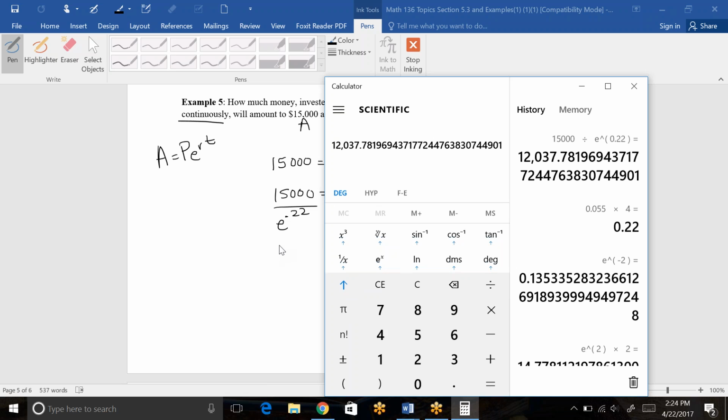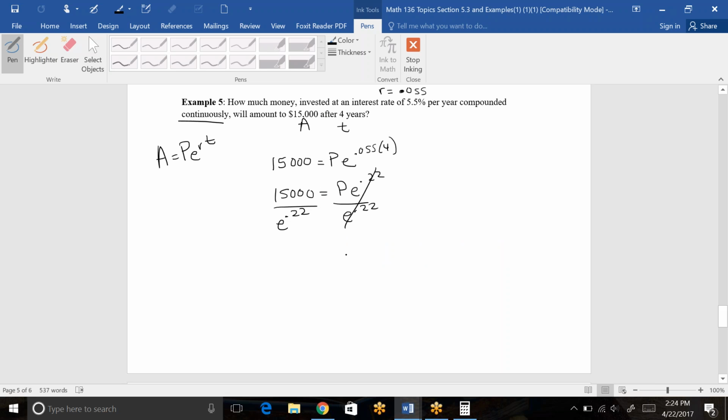So 12,038. Now we have to round up, not just because the decimal said to, but anytime you're dealing with solving for p, you want to make sure you overshoot the goal instead of undershoot your goal.